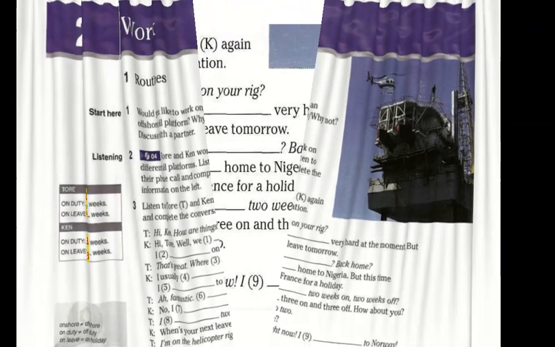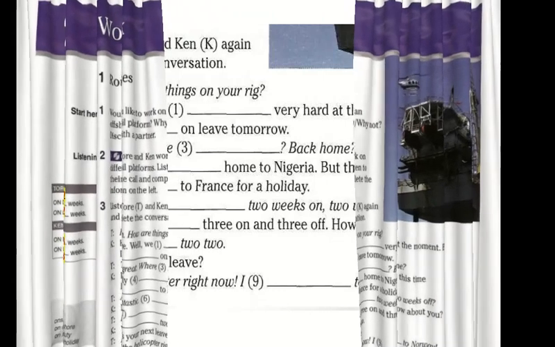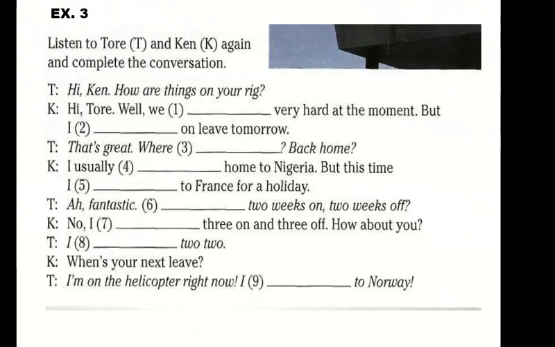Now we want to listen again to the same audio, to the same phone call between Tor and Ken, and complete this conversation. As I told you before, we have 9 gaps here, 9 missing words. You need to fill them in. Please listen again to the same audio.